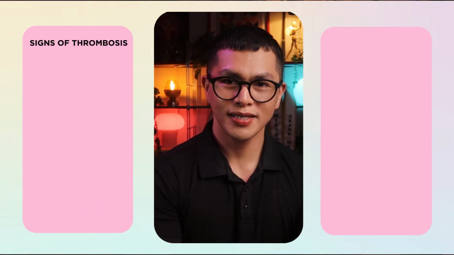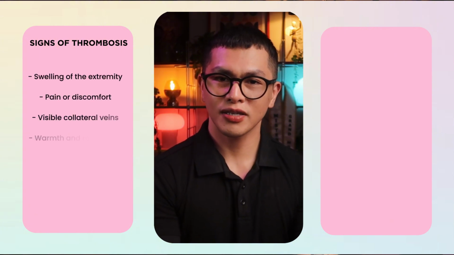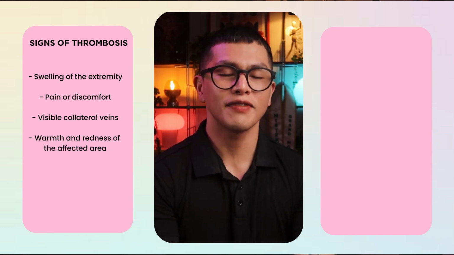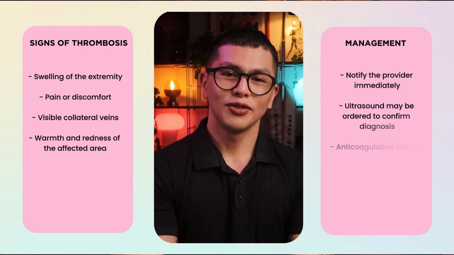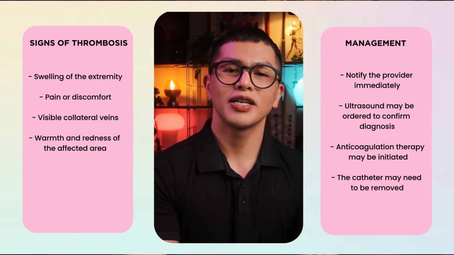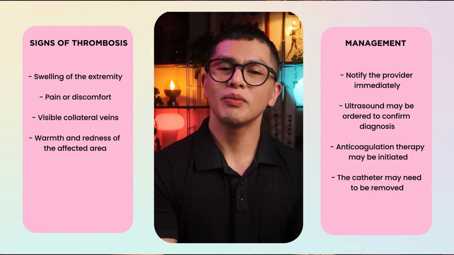Signs of thrombosis include swelling of the extremity, pain or discomfort, visible collateral veins, warmth and redness of the affected area. Management. Notify the provider immediately. Ultrasound may be ordered to confirm diagnosis. Anticoagulation therapy may be initiated. The catheter may need to be removed.